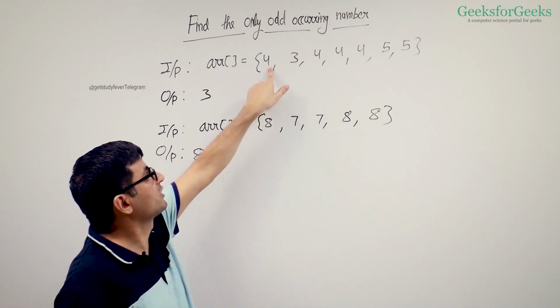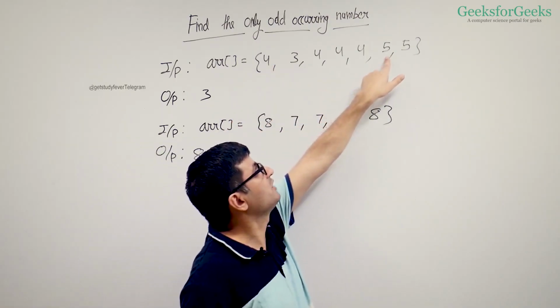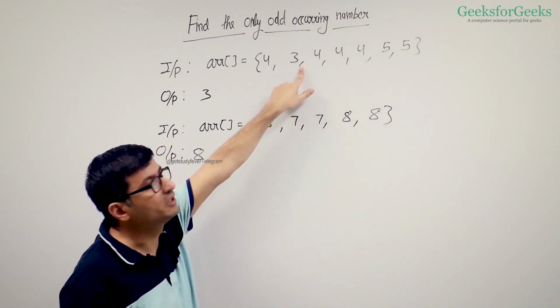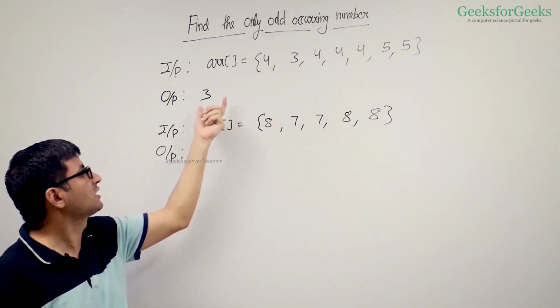Right? The occurrence count for this is even, the occurrence count for this is even. The only number which is odd occurring is 3. So we need to print this as an output.